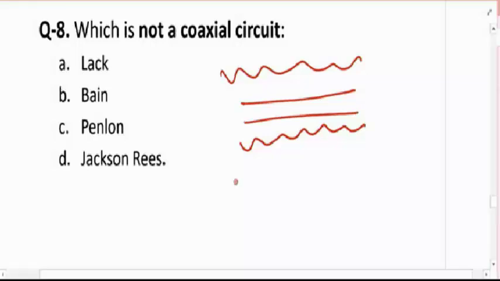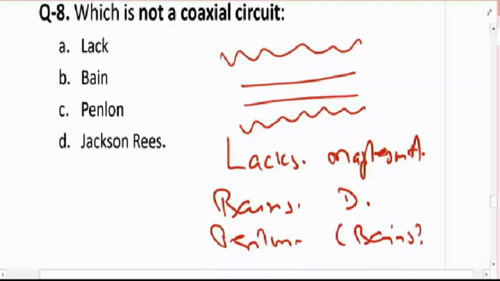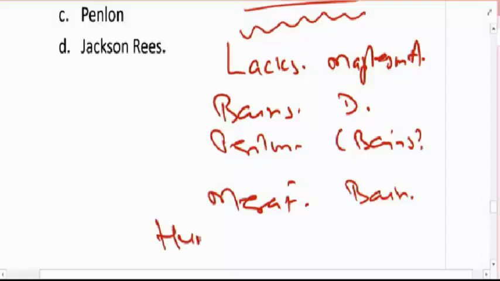Coaxial circuits include Lack, which is a modification of Mapleson A, or McGill circuit, Bain, which is Mapleson D, Penlon, which is a modification of Bain, Mera F, which is again just like Bain, and the Humphrey ADE system, which is a combination of Mapleson A, D and E. So all these are coaxial circuits.